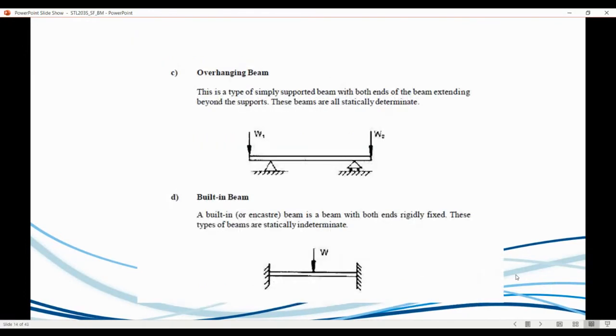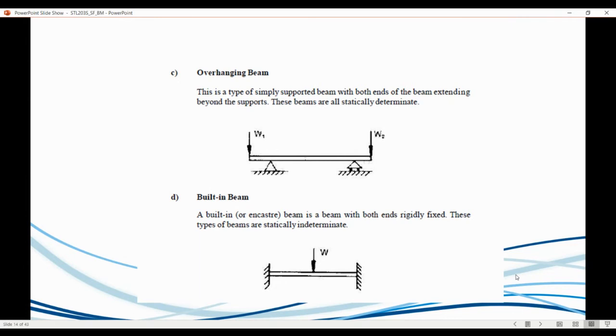You also get an overhanging beam. Instead of the supports being at the two extremes of the beam, the beam overhangs on either end, a bit like a seesaw, although a seesaw is supported in the middle. And then we've got a fixed beam, or encastre beam, where both ends are rigidly fixed. It's basically like a cantilever, but with both ends fixed. So those are the four basic beams we'll be looking at.